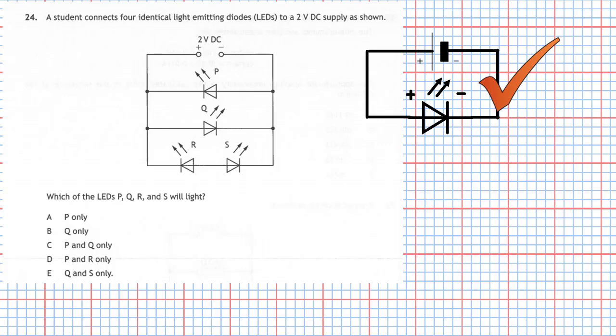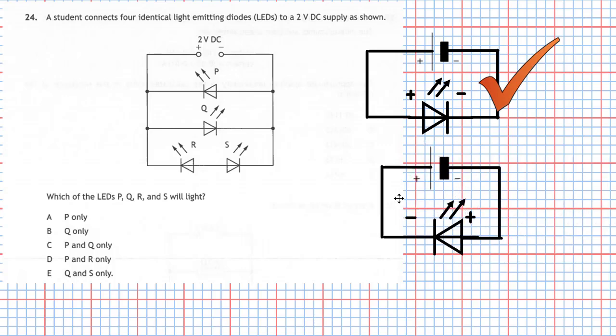It's forward biased. Now, if we have this type of circuit here, you can see that the LED is reverse biased. The P-type is connected to the negative supply and the N-type, represented by the bar, is connected to the plus supply. It's reverse biased and it will not light. In fact, it will block the circuit and no current will flow in it.